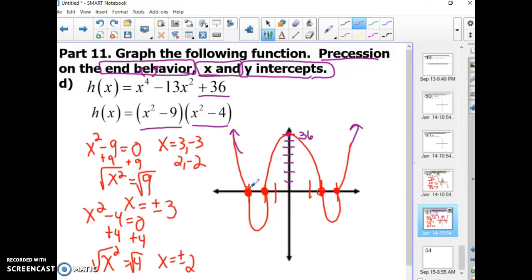So there's my graph. I've got precision on my x because I can count and go. My zeros are at 2 and 3, and negative 2 and negative 3, and my y-intercept's at 36.